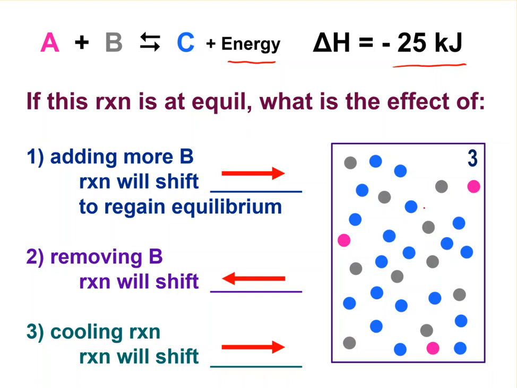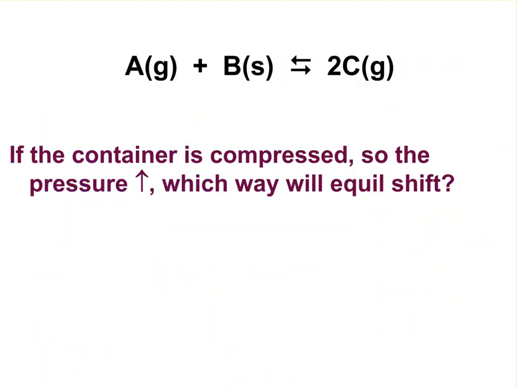Remember that when these shift, it's not like one turned blue and then it's done. It's dynamic equilibrium. This blue is constantly splitting into a pink and a gray, and this pink is constantly reacting with a B to make a C and so on. It's dynamic, it keeps going.